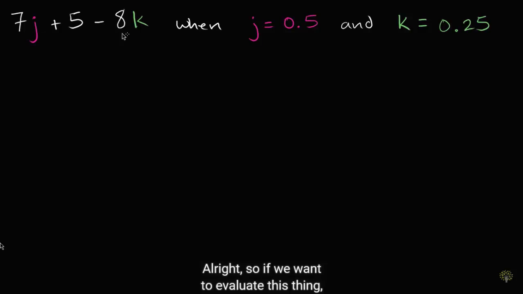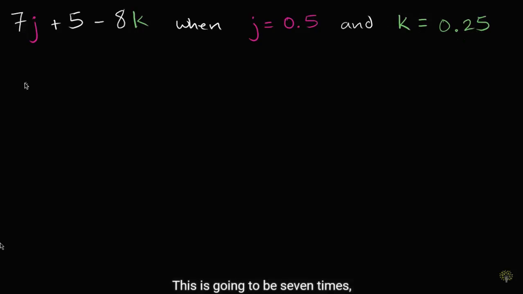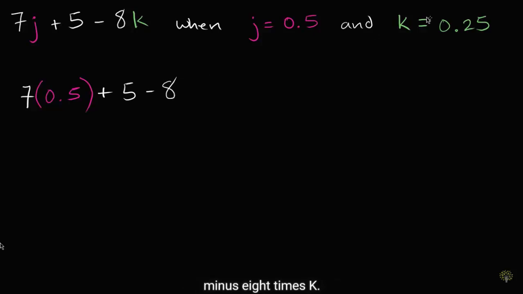Alright, so if we want to evaluate this thing, everywhere where we see a j, we want to replace it with a 0.5, and everywhere we see a k, we want to replace it with a 0.25. So let's do that. This is going to be 7 times, and instead of j, I'm going to put a 0.5 in there, and then we have plus 5 minus 8 times k, and k we're saying is 0.25. So what is this going to be equal to?